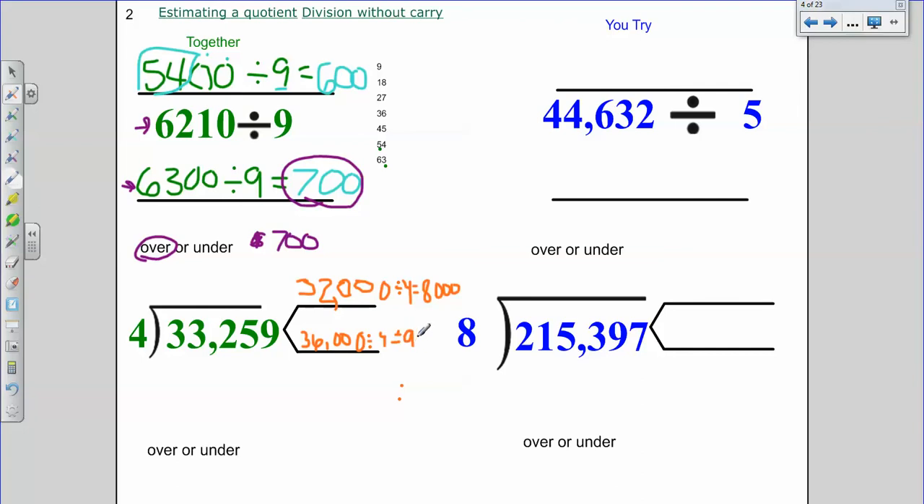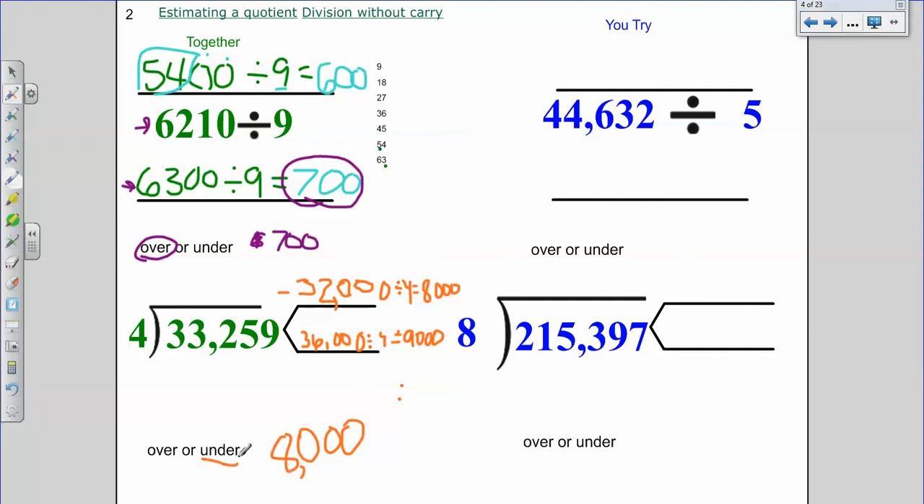And 9,000. Okay. So which is going to be a better estimate? 32,000 divided by 4 or 36,000 divided by 4? Well, 33,000 is closer to 32,000. So I'm going to say the better estimated quotient is going to be 8,000.